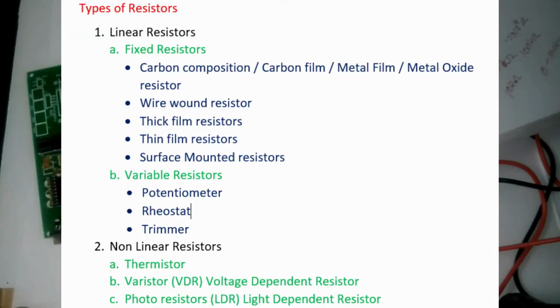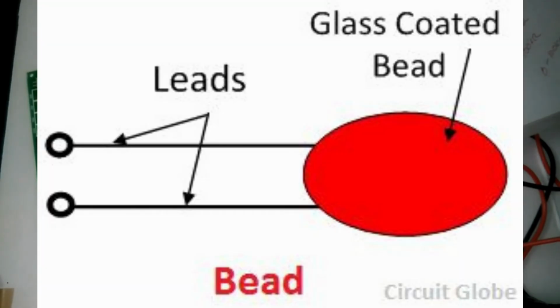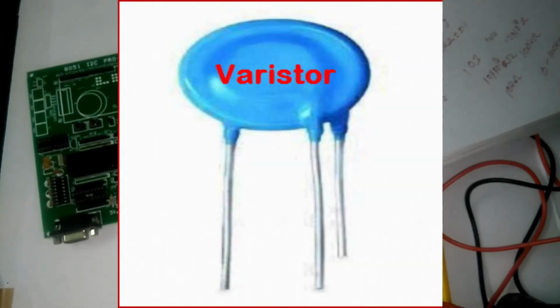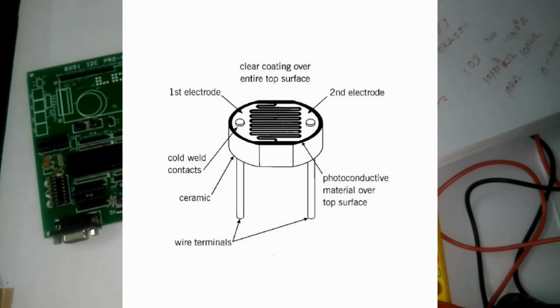Now in non-linear resistors we have the thermistor. Thermistor means temperature sensitive, so the temperature can be detected by that kind of resistor. Now the next one is the varistor, VDR, which means voltage dependent resistor. With a voltage dependent resistor, the voltage can be brought down. And the next one is the photoresistor, that means LDR, light dependent resistor. The value can be changed with the intensity of light.